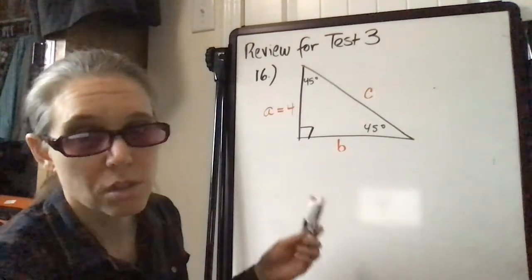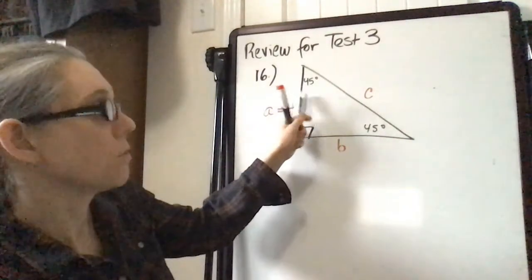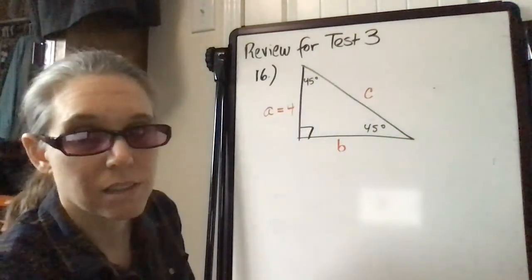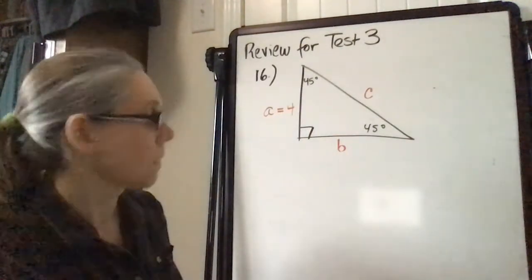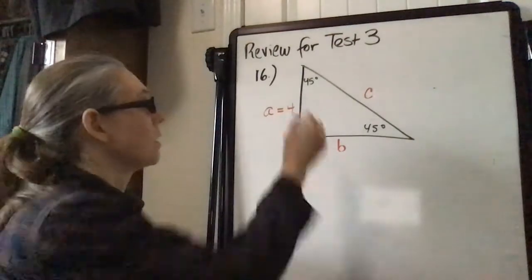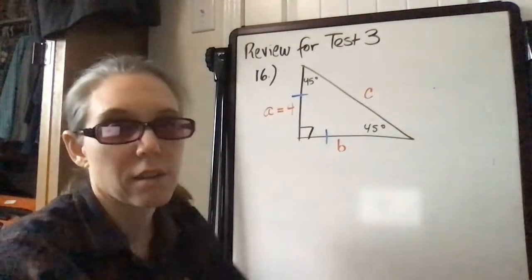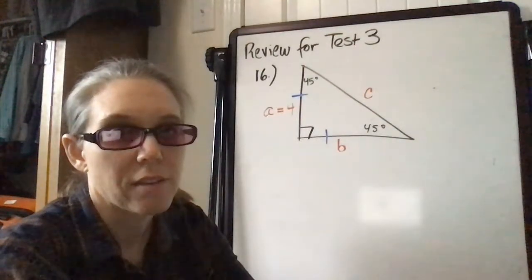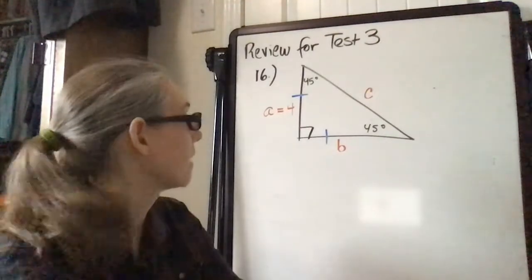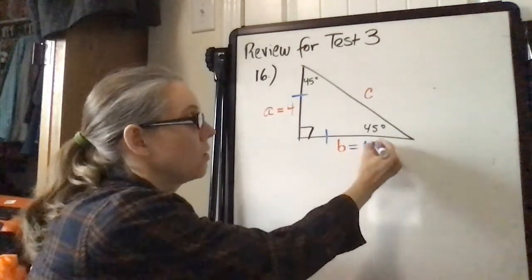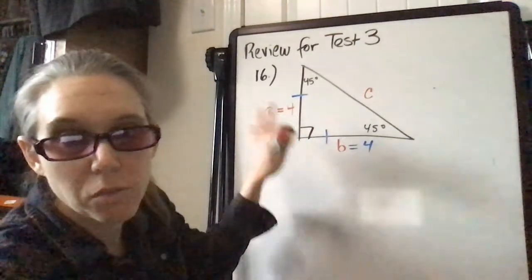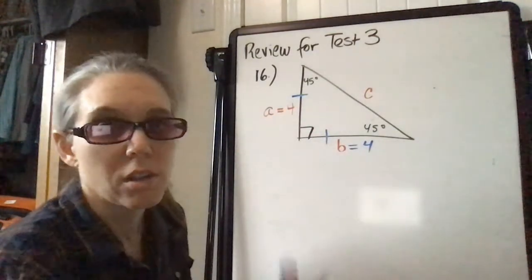But one thing you should know is that because it's a 45, 45, 90, it's an isosceles triangle, meaning that the two legs are going to be congruent. So you don't need to have any special formula for that. B would also equal 4. Okay, so anytime you have a 45, 45, 90 triangle, the legs are congruent.